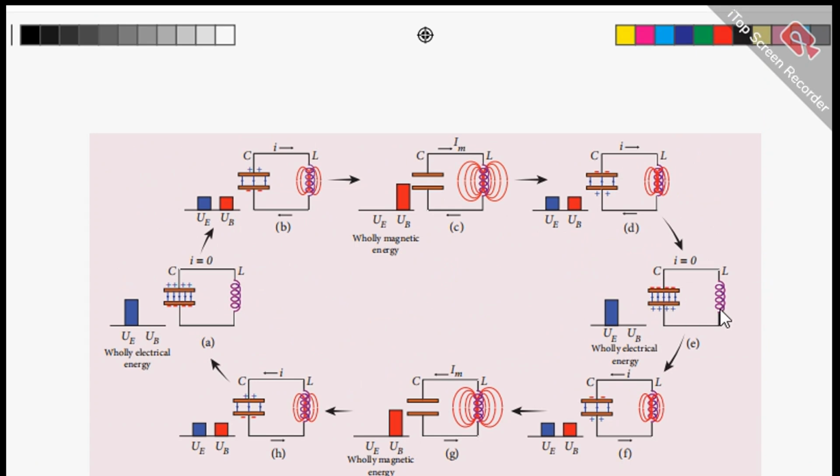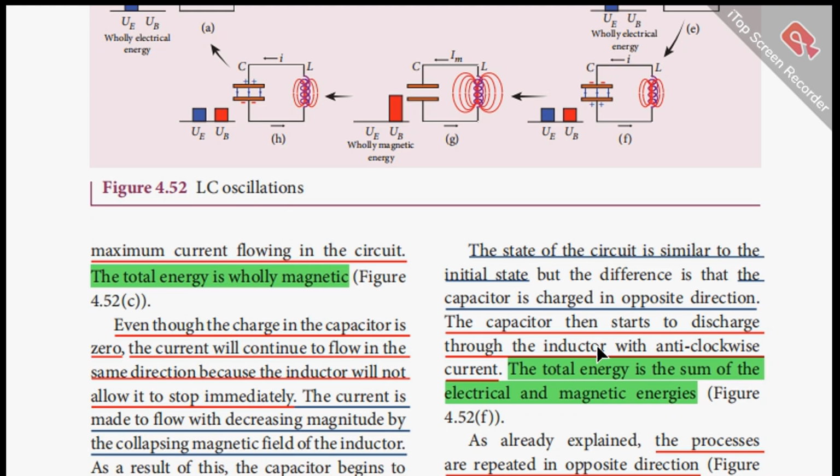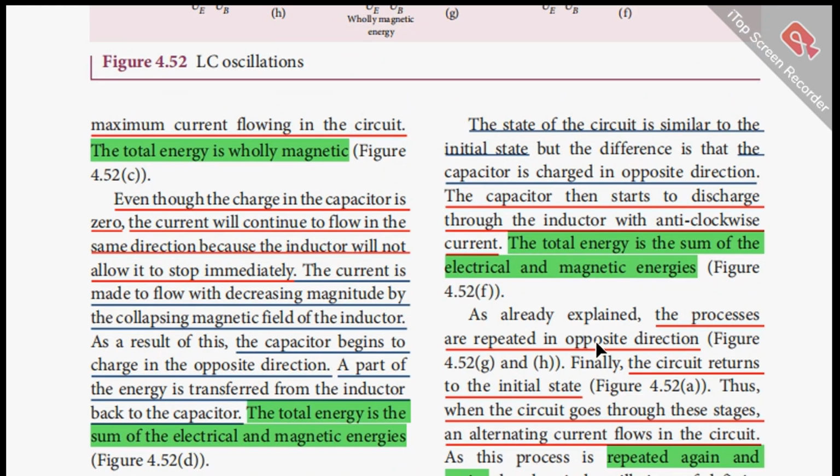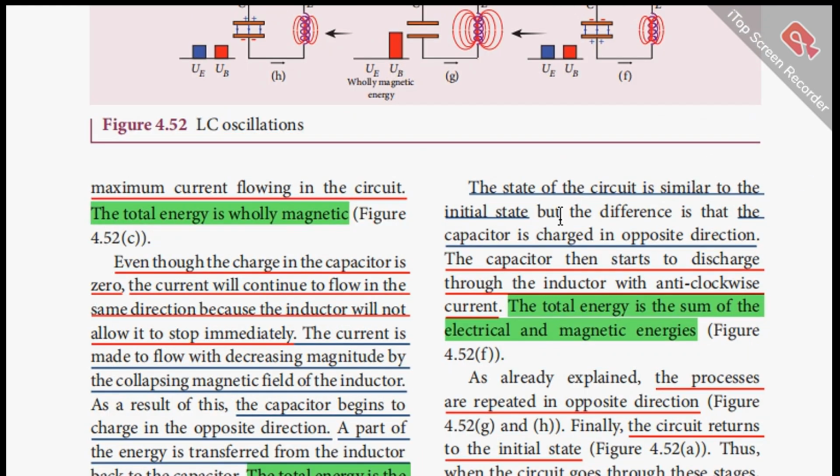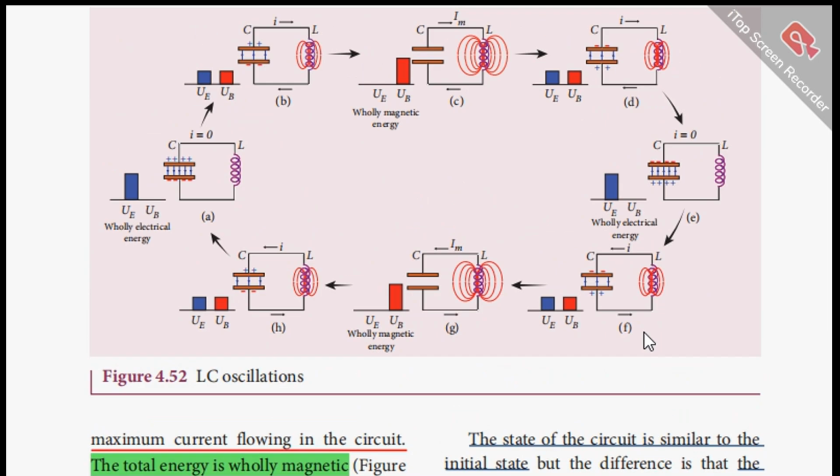Then, the state of the circuit is similar to the initial state, but the difference is that the capacitor is charged in the opposite direction. So the capacitor starts to discharge through the inductor with anti-clockwise current, and therefore the total energy is given by the sum of the electrical and magnetic energies, and that's given by this diagram here.